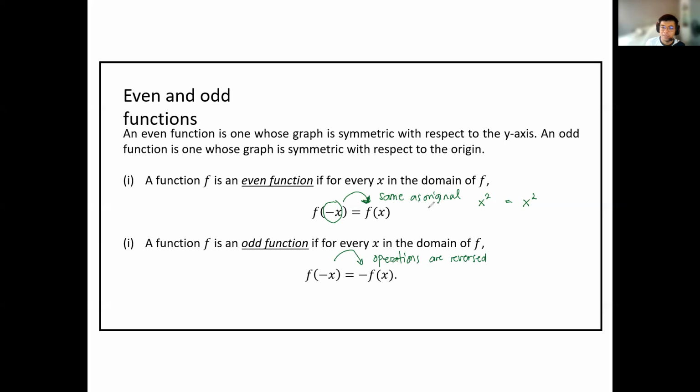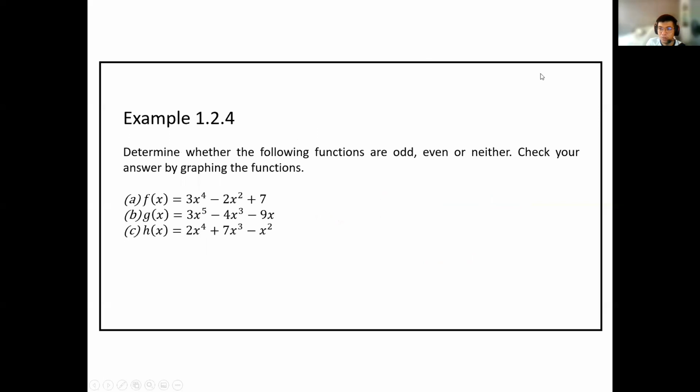So again, if they are the same as the original, and if the operations are reversed, that would be the odd function. If the function is the same as the original upon application of negative x, that would be even. If the conditions for these two are not met, it's neither odd nor even. So for us to appreciate this one, let's go to examples.